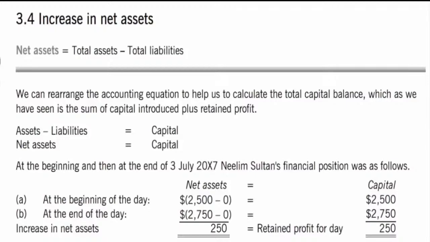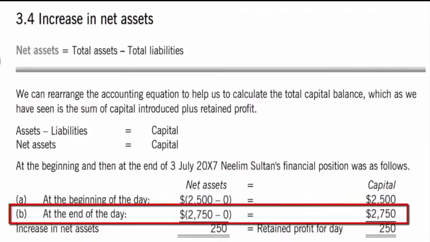Step 2. Net assets at the end of the day. Now, let's jump to the end of the day on July 3rd. By this point, Neelam's net assets have increased to $2,750. This is the new value of her business at the end of the day, and it's higher than it was in the morning. So, what's happened here? This increase means that Neelam's business has earned some profit over the course of the day.